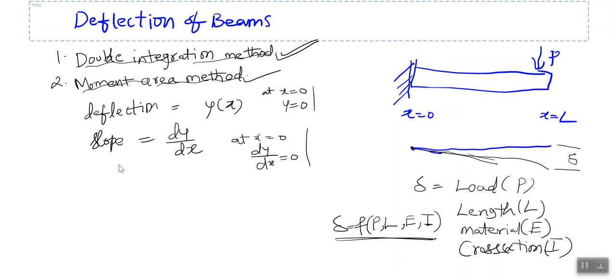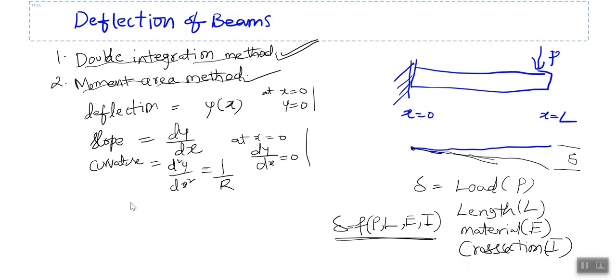So at the fixed location, both deflection and slope are 0. And if we differentiate this slope function one more time, we will get the curvature. So the curvature is equal to d square y by dx square. This curvature or radius of curvature, which can be called as 1 by r. The inverse of radius is called the radius of curvature.